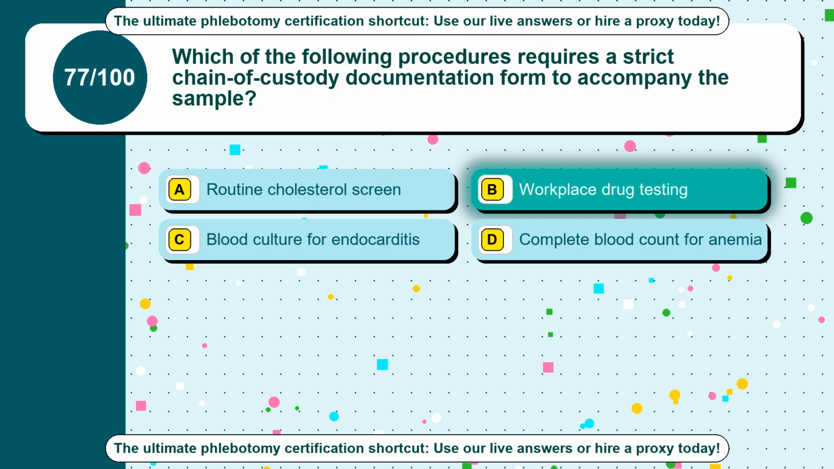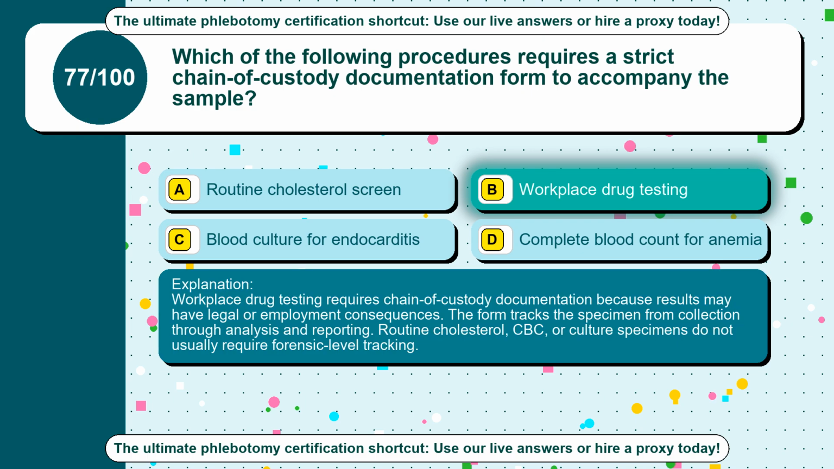Workplace drug testing. Workplace drug testing requires chain of custody documentation because results may have legal or employment consequences. The form tracks the specimen from collection through analysis and reporting. Routine cholesterol, CBC, or culture specimens do not usually require forensic level tracking.